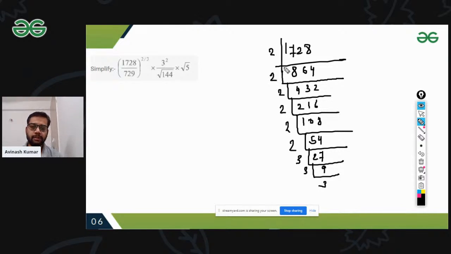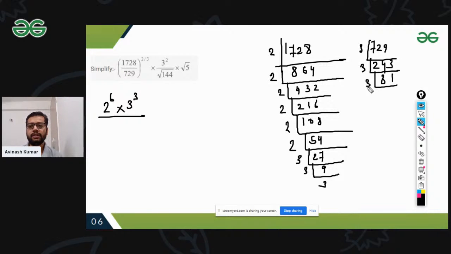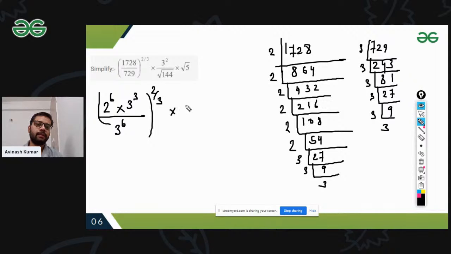So it's like 2, 2, 2, 2, 2, 2, then 3, 3, 3. So for 1728, we can write this as 2 to the power 6 into 3 to the power 3. Upon 729, how much is it? Check 729: 3 2s are 6, 3 4s are 12, 3 3s are 9, 3 8 1, 3 27, then 9, and then it's 3 to the power 6, to the power 2 by 3, multiplied by 3 square.